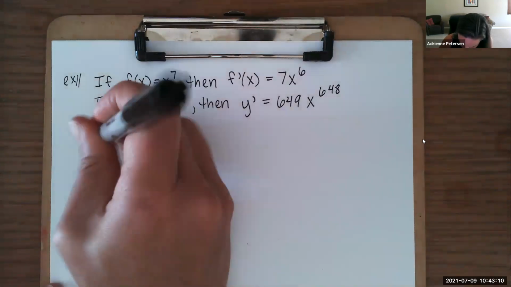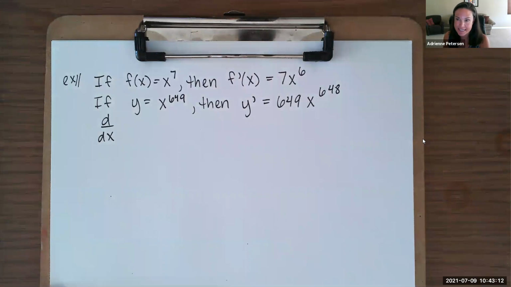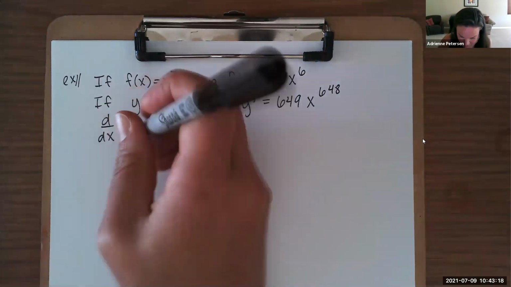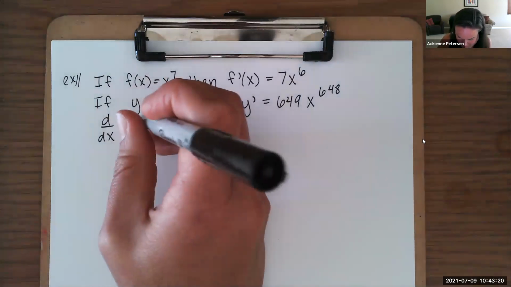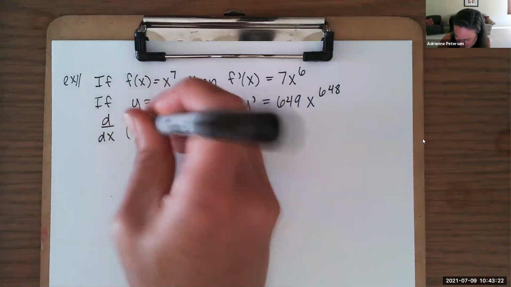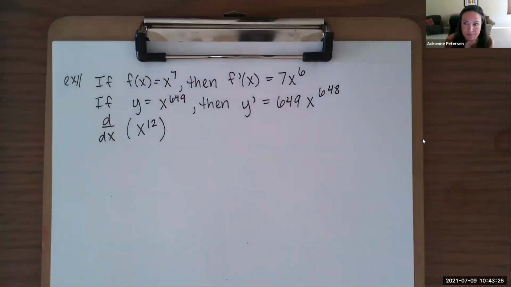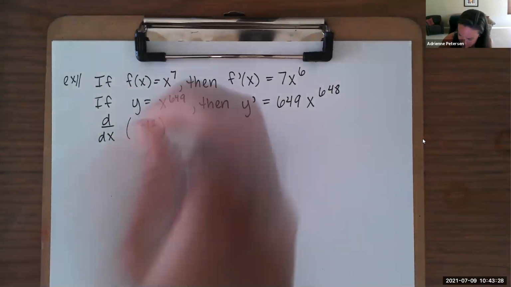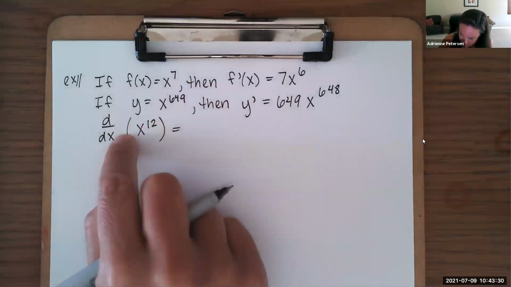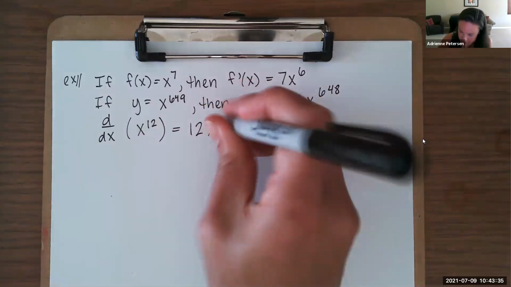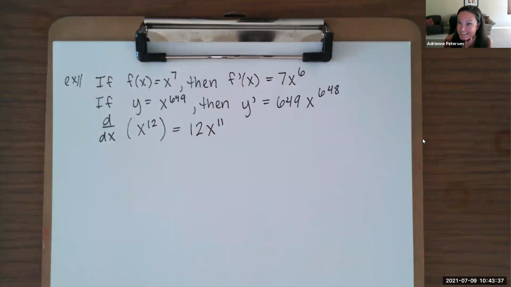Let's do some with some other notation. How about the derivative? So when we see this d dx here, this is our differentiation operator. This says find the derivative. So find the derivative of x to the 12th. Our power rule says we bring our power down in front, and then we decrease our exponent by 1. That's it.